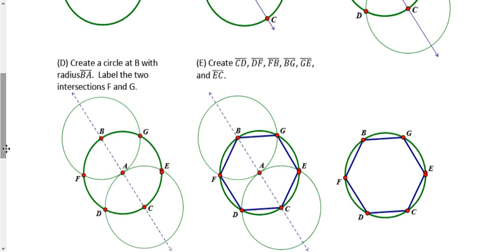Now you have 6 points to connect, right? And again, you don't need the whole circle. You don't really need all that. You just need to clearly show you intersected twice for each of them, right?